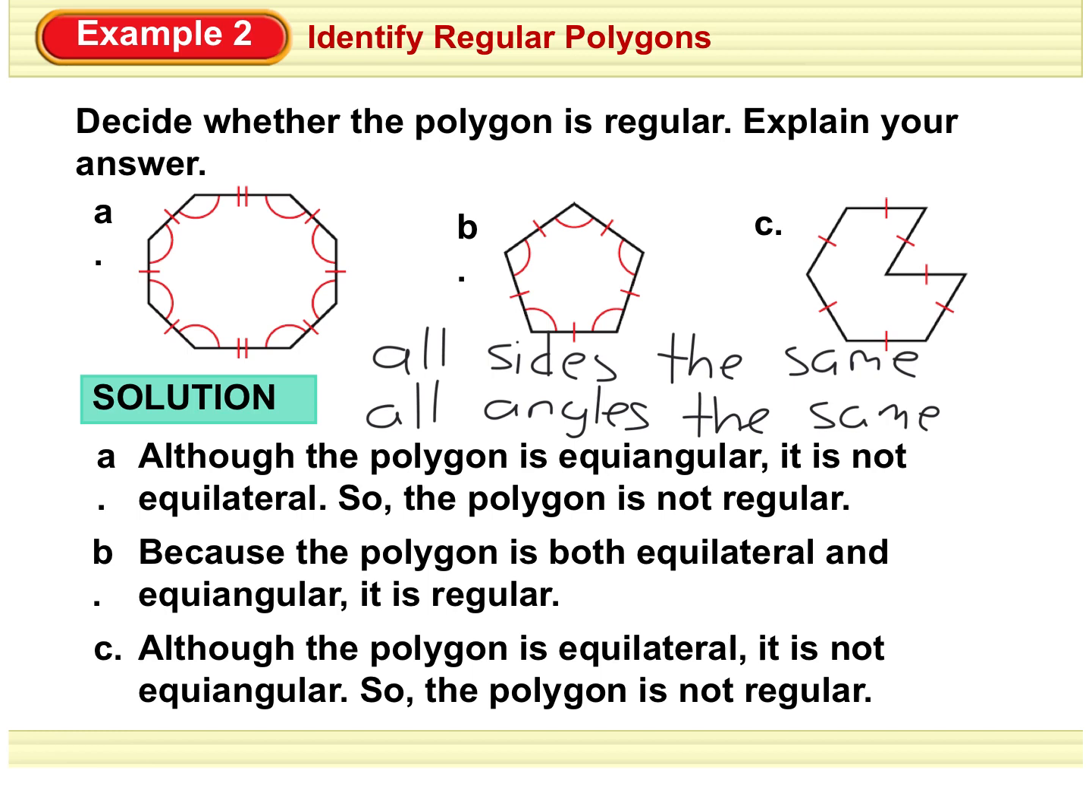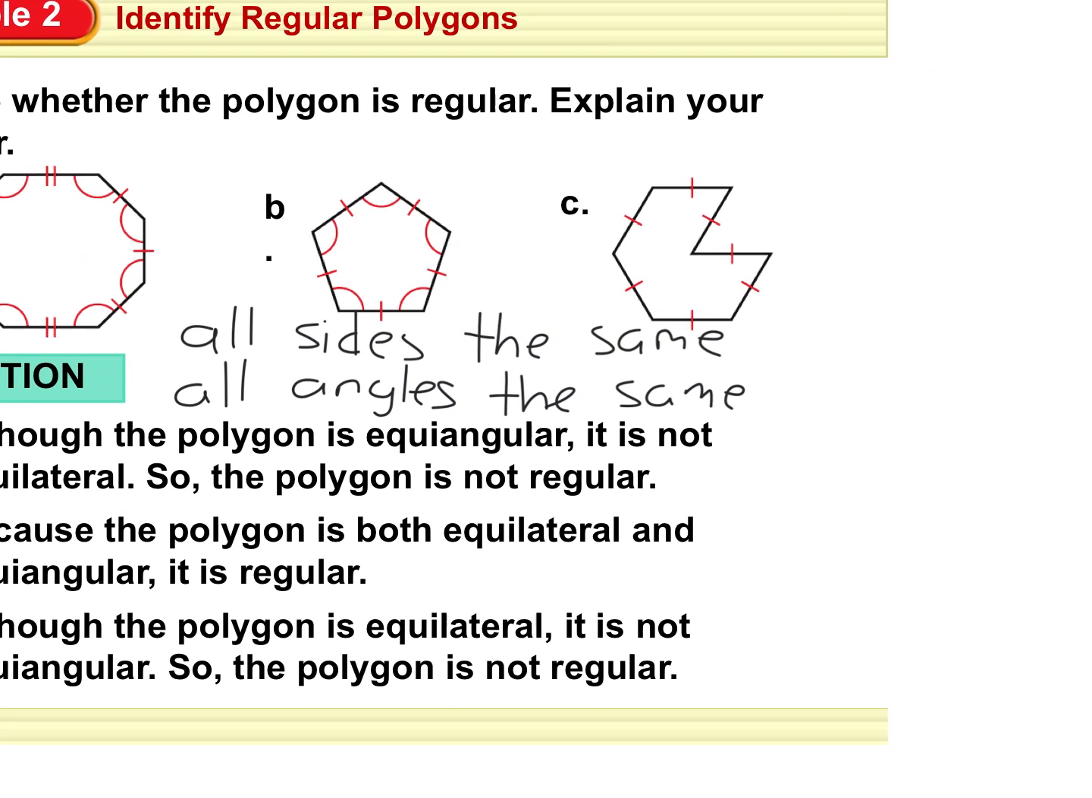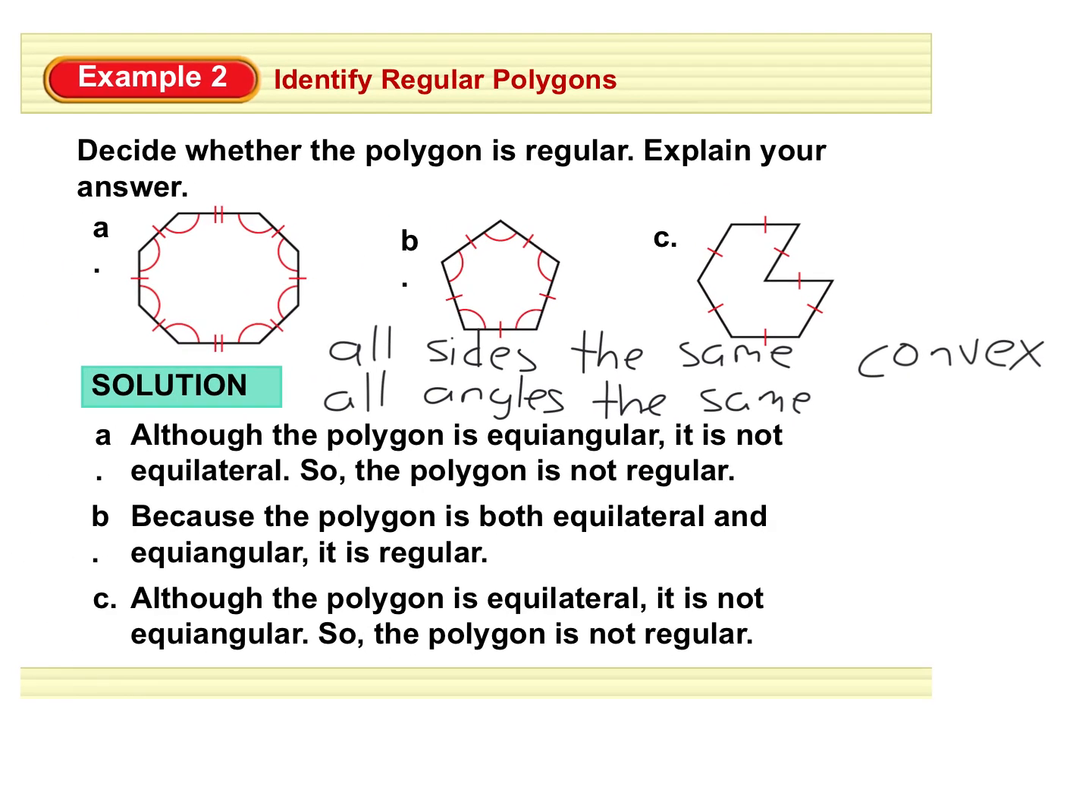Think about what we just talked about. Concave and convex. They need to be convex. Why convex and not concave? Because if it's concave, the angles and sides won't be the same. What happens when it's concave? It goes in. It goes through the shape. We don't want that. We want it to go all the way around as a solid. So those are the three things that you want to look for.